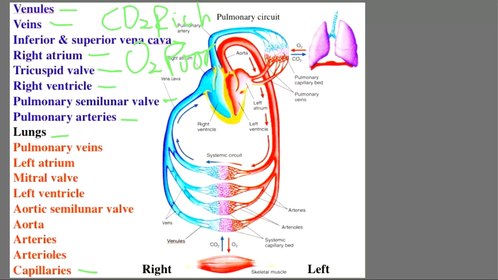Then it exchanges that carbon dioxide for oxygen, and it leaves the lungs by entering the pulmonary veins into the left atrium, through the bicuspid valve, into the left ventricle. The left ventricle will pump it out to the aorta via the aortic semilunar valve. The aorta splits into the arteries and the arterioles, and then finally into the capillaries. And back again.